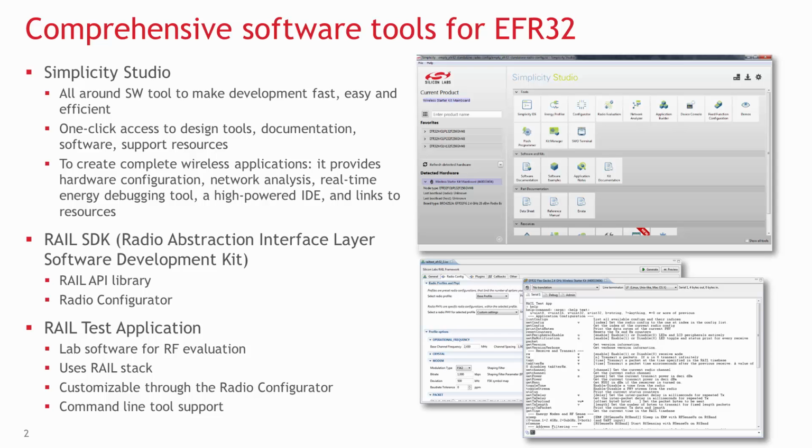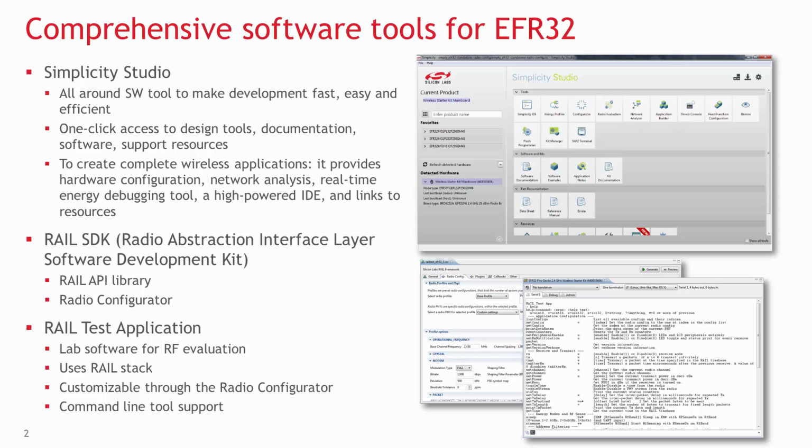Simplicity Studio is the main software tool for the EFR32 to make development fast, easy, and efficient. In Simplicity Studio, you have one-click access to design tools, up-to-date documentation, software, and support resources. With Studio, you can create complete wireless applications as it provides hardware configuration, network analysis, real-time energy debugging, a high-powered IDE, and links to helpful resources all in one place.